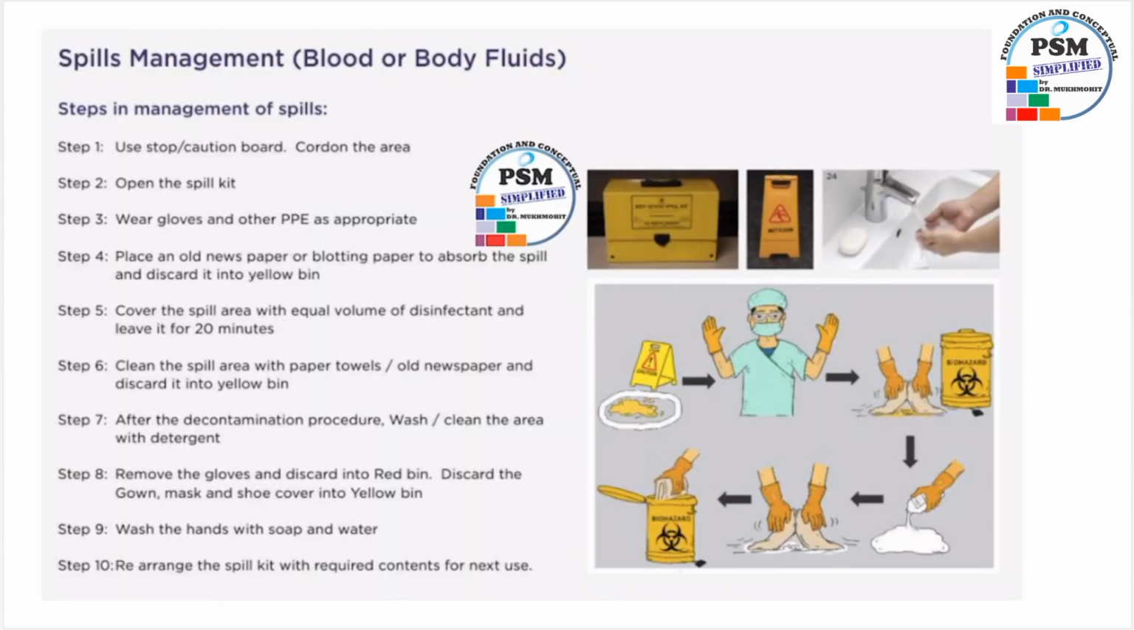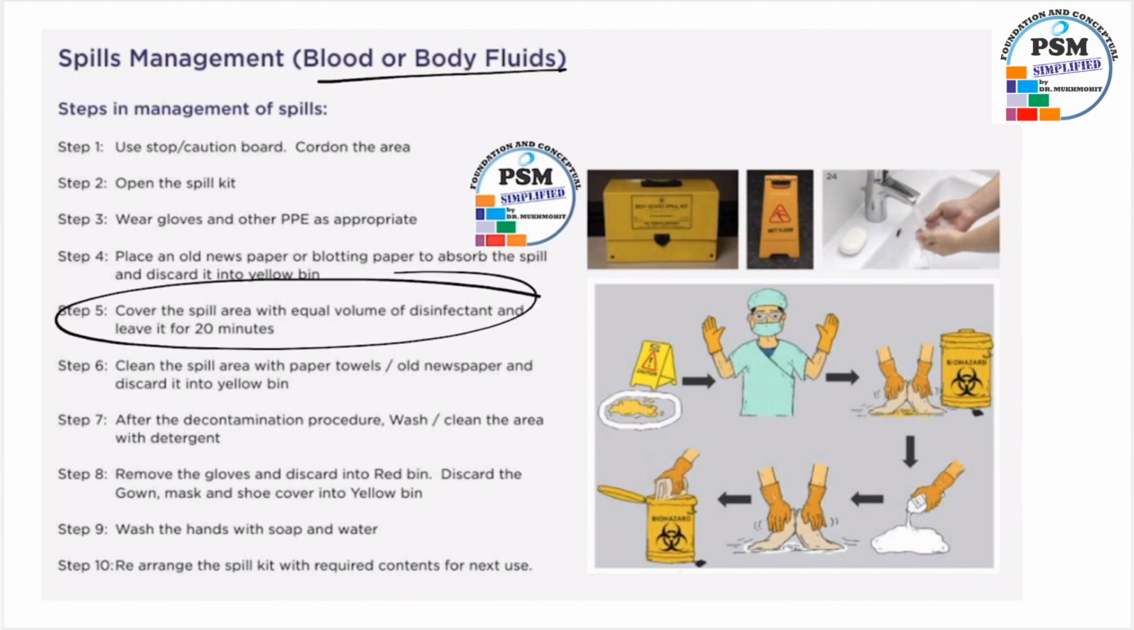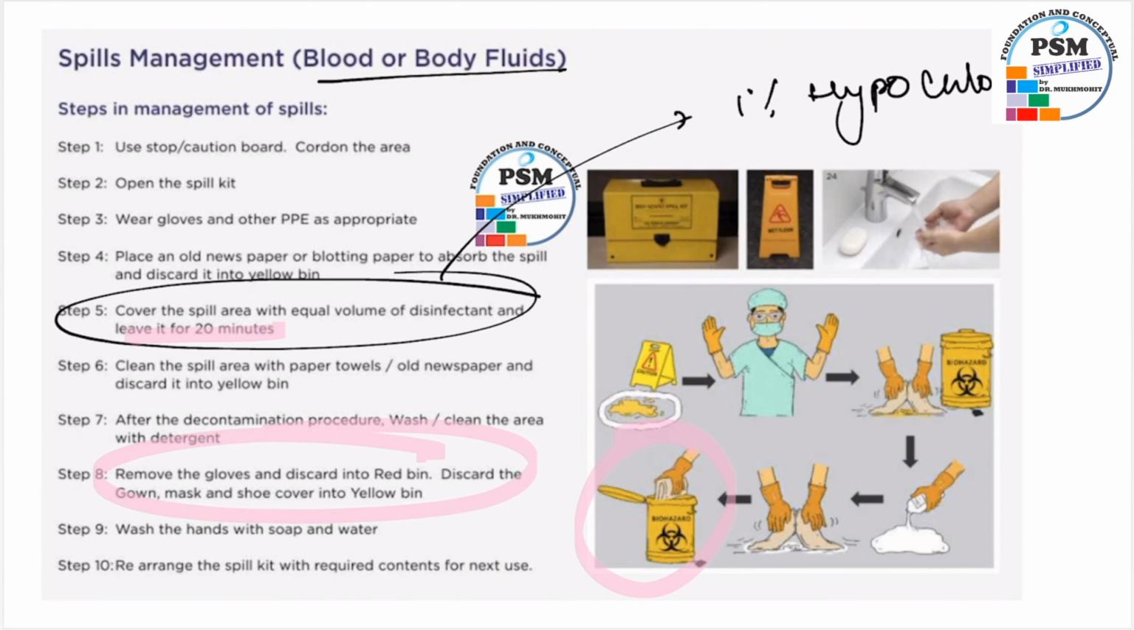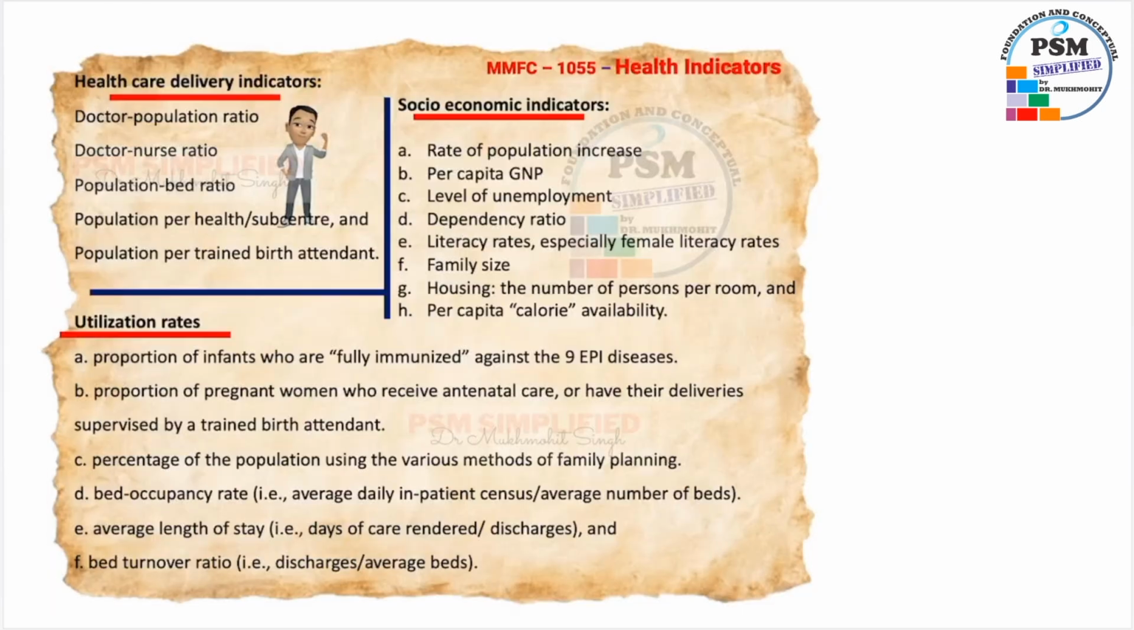Next, many times the examiner may ask you about blood or body fluid spills. In case of spills, we have to cover the area with disinfectant. Which is the disinfectant? We will use 1% hypochlorite solution, and it is to be left for 20 minutes. And where do we discard all these things? They are discarded in the yellow container. Please remember, the gloves are to be discarded in the red container, and the gown, mask and shoe cover in the yellow bin. So everything goes to the yellow except the gloves, which go into the red bin.